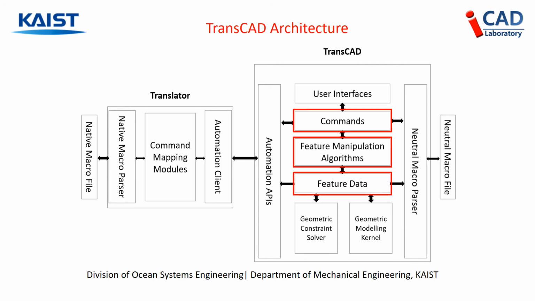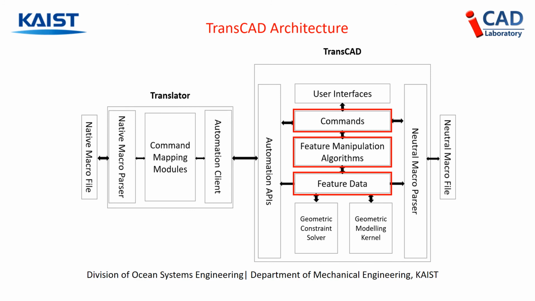The feature data module is the data structure which is used in TransCAD. The feature data has the data which is used by the geometric modeling kernel, the geometric constraint solver and the TransCAD. The data is abstracted as the unit of the feature. Creation and modification of models in TransCAD are conducted through the feature data. Various feature manipulation algorithms work by manipulating the feature data.